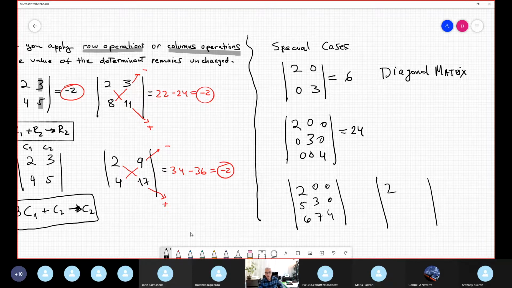Or this scenario: 2, 3, 4, and this is another number, 6, 5, 6, 7, and this is 0, 0, 0. It's also 24, guys. Independent of whether it's below or above. I don't care, those numbers don't participate in the computation. To prove this is a little bit complicated, no? But I accept it as a special case.